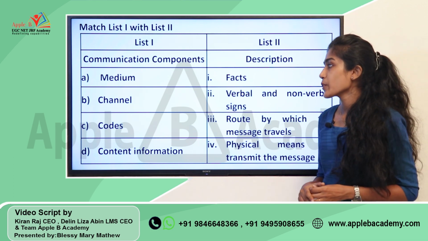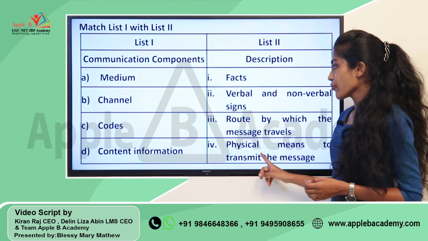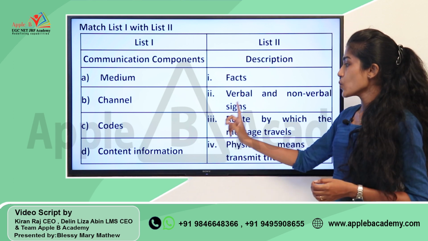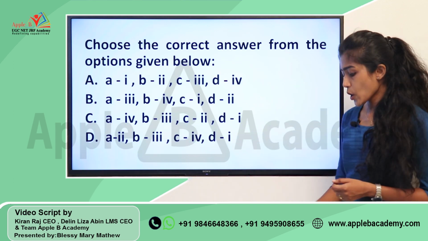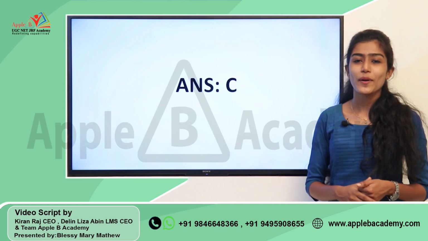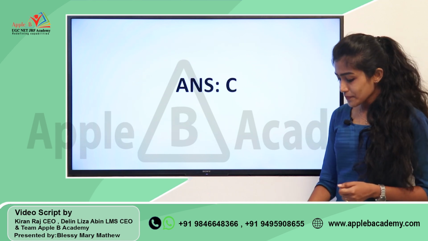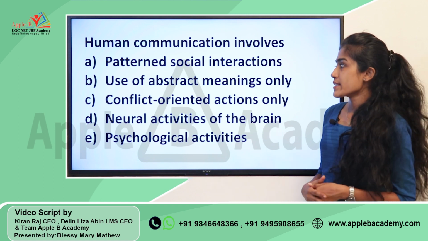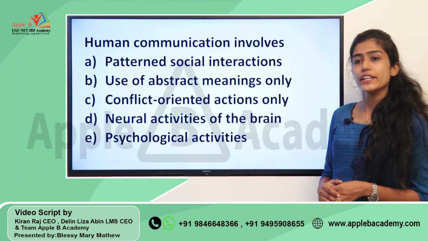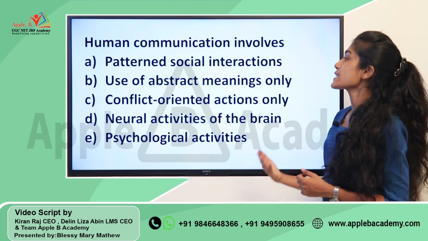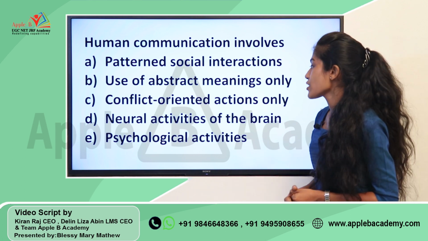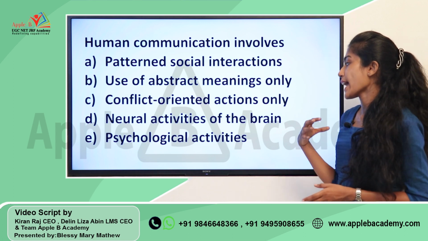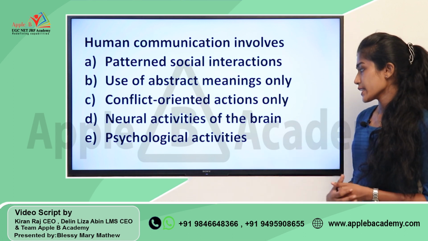In that respect, we can say that A can be associated with 4, B with 3, C with 2 and D with 1. So A4, B3, C2 and D1 is option C. So the right answer for this question is option C. Moving to the next question: human communication involves, and we have various options given here: patterns, social interactions, use of abstract meanings only, conflict oriented actions only, neural activities of the brain, psychological activities.